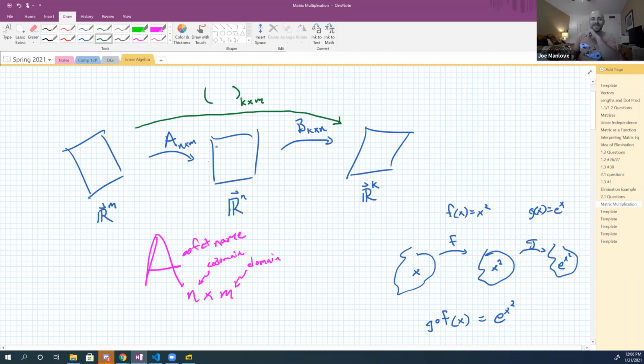Exactly. Very nice. The first letter is the range size, and the second letter is the domain size. So this thing maps from here: it's M domain and K range. You guys see that?